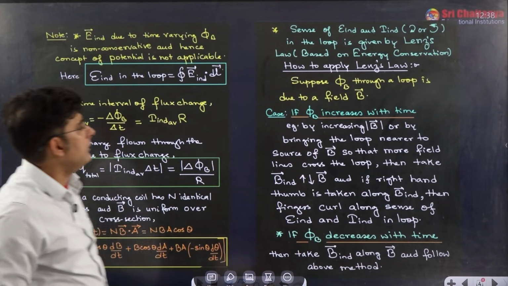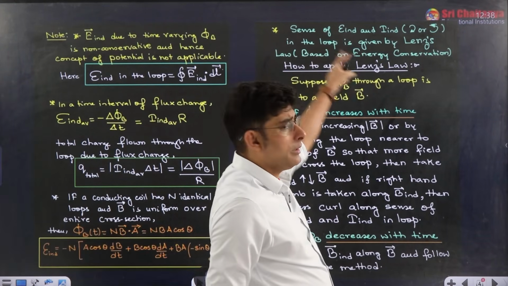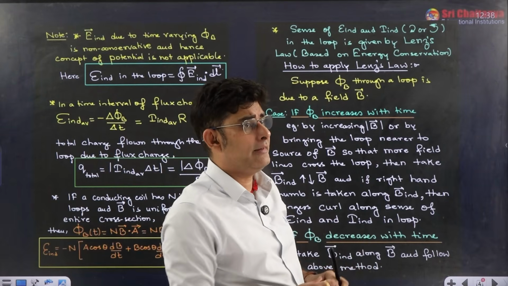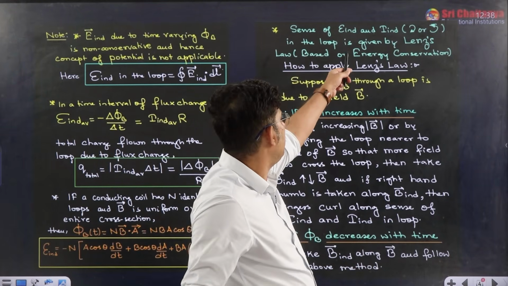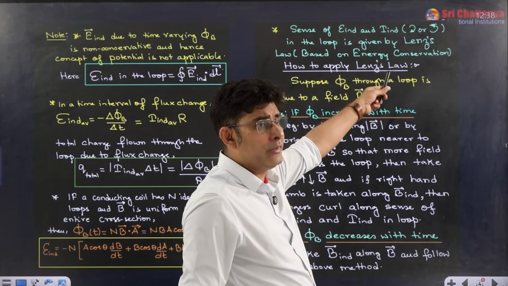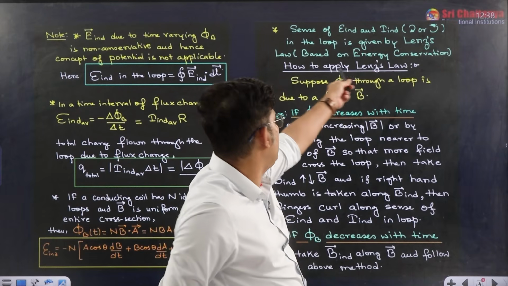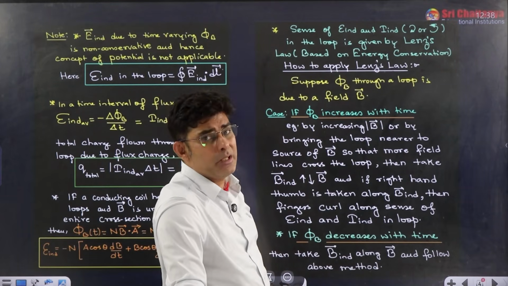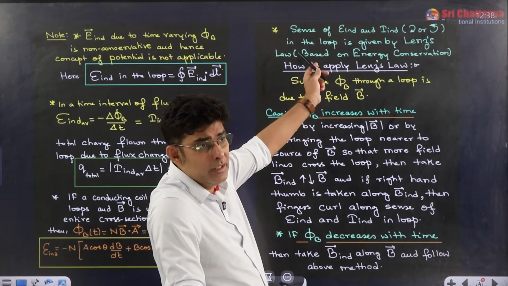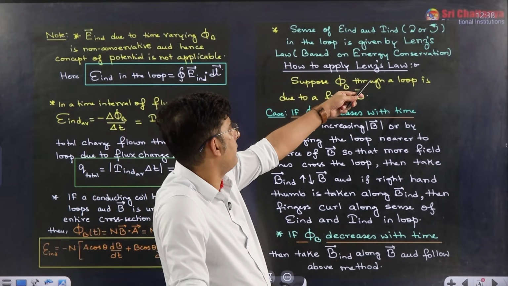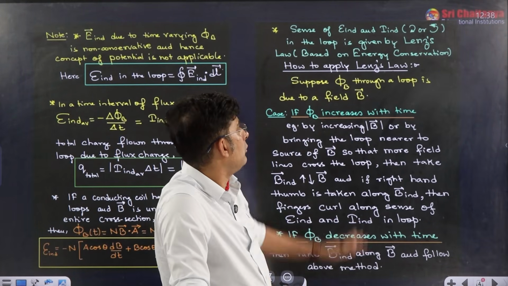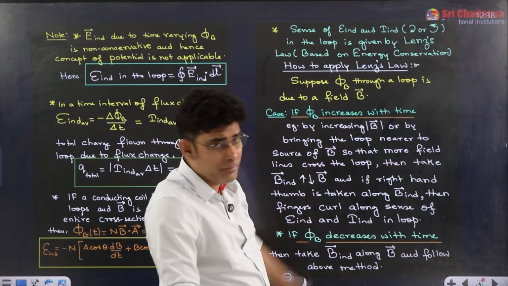Now we have to remember one important thing before seeing these possible cases. When we are finding the sense of induced EMF or induced current, whether it is clockwise or anti-clockwise in the loop, it is given by a simple law which is called Lenz's law. Lenz's law is based on the conservation of energy. Now how do we apply Lenz's law? A very simple method is there.